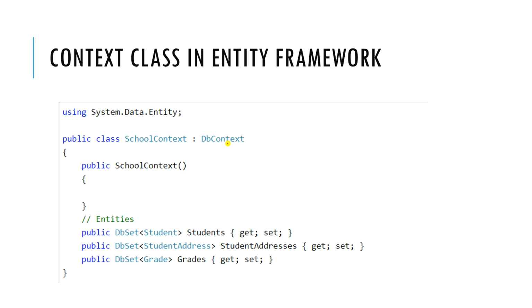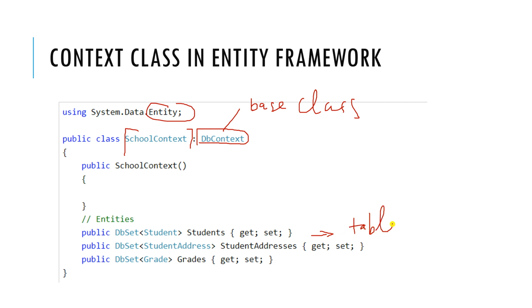The context class in Entity Framework is described in this example. We have the data entity, and we have the class SchoolContext that inherits from DbContext. DbContext is the base class. And in this, each of these is a table. One of these is one table in the database. For example, Student is the table of students, Grade is the table of grades, and StudentAddress is the table of student addresses. And all of these entities are implemented with DbSets.